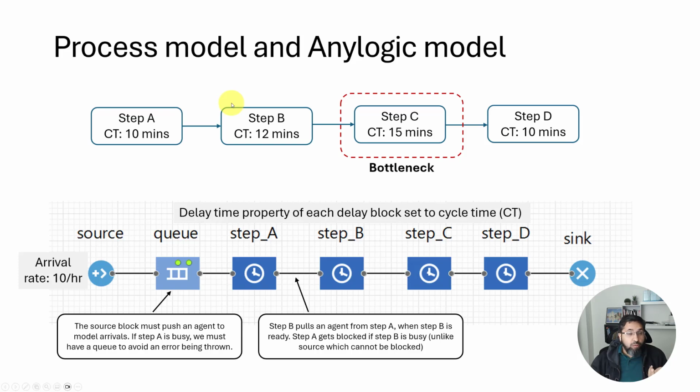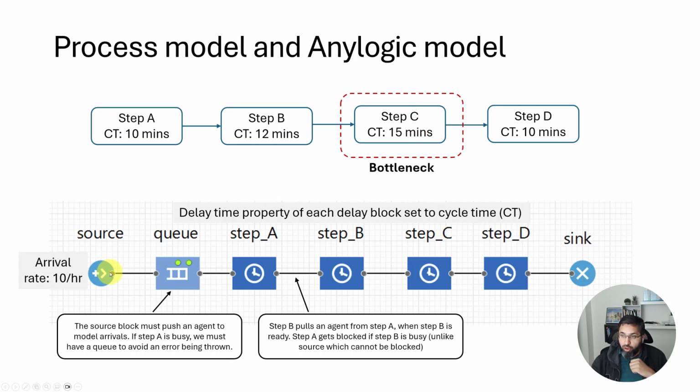Now we know from our previous lessons that step C is the bottleneck. And so we said that the capacity of the whole process is just the capacity of the bottleneck. So what's the capacity here in units per hour? We take 60 minutes divided by the 15 minute cycle time. That gives us 4 units per hour. So what we're saying is this whole process, even though other steps are faster, will give us an output of about 4 units per hour. Okay, so we can model this process in AnyLogic.